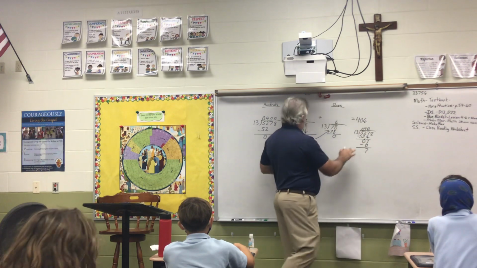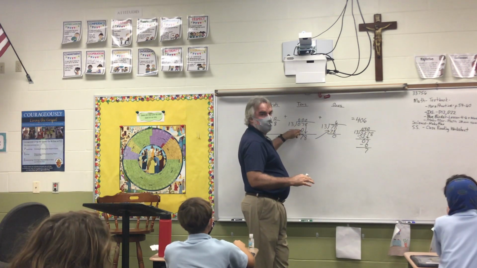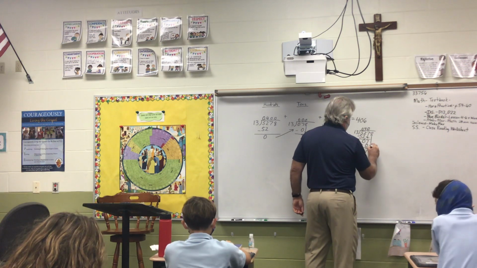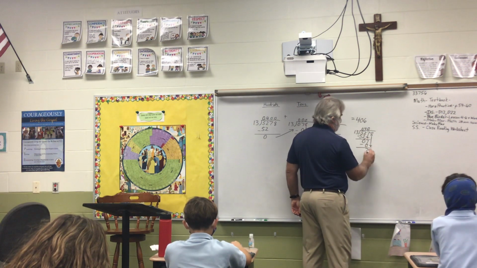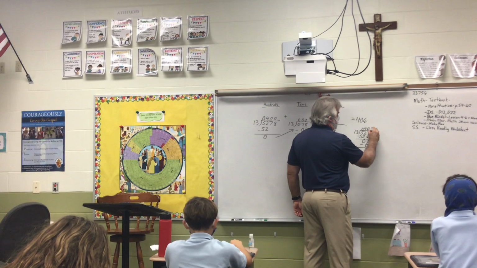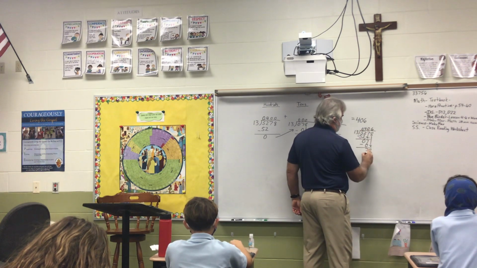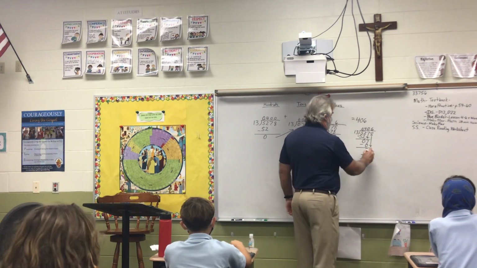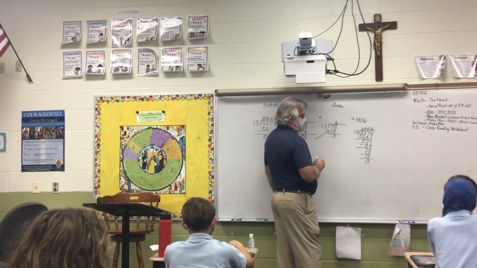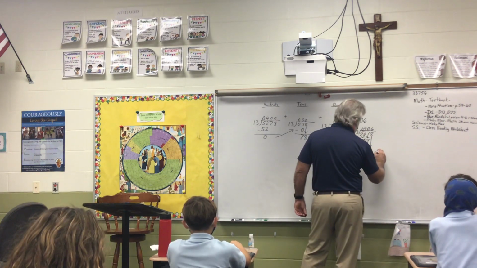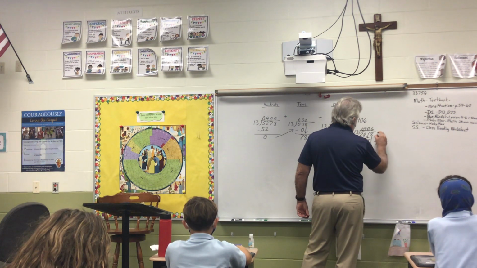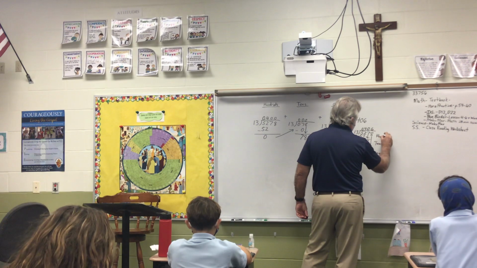Subtract, I get 7. Bring down the 8. This part here is this part. Okay? Now I bring down the 8. 13 goes into 78 6 times. 6 times 13 is 78. Subtract, I get 0. This is this part. This is your ones. This is your tens. And this was your hundreds.